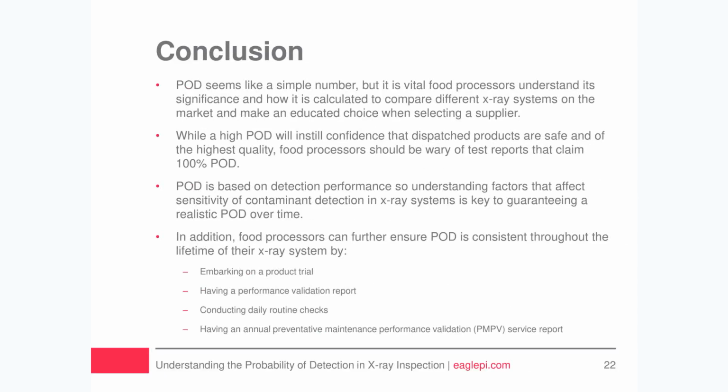Before we wrap this up, let's take a few moments to sum up what we've just spoken about throughout this presentation. Probability of detection does seem like a simple number, but it is vital for food processors to understand its significance and how it is calculated in order to compare different X-ray systems on the market and make an educated choice when selecting a supplier.